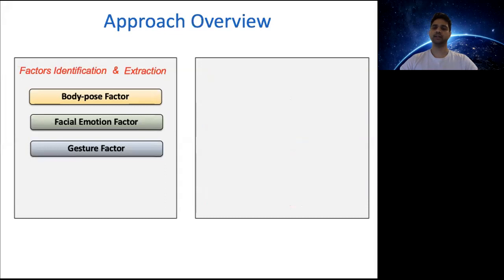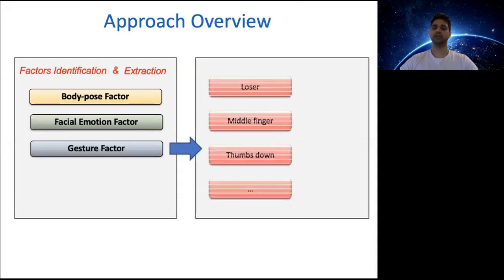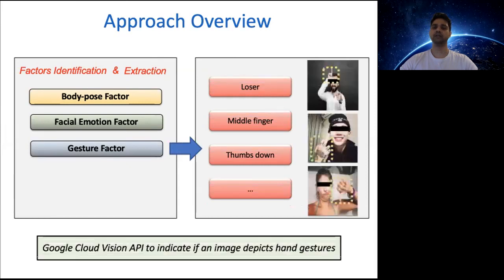Third, we use the hand gestures shown by the person in the image. We find a high correlation of hand gestures, for example, loser, middle finger, thumbs down, and gun point, with cyberbullying images, indicating that hand gestures are an important factor. We use the tag suggestions by Google Cloud Vision API to indicate if an image depicts any hand gestures.